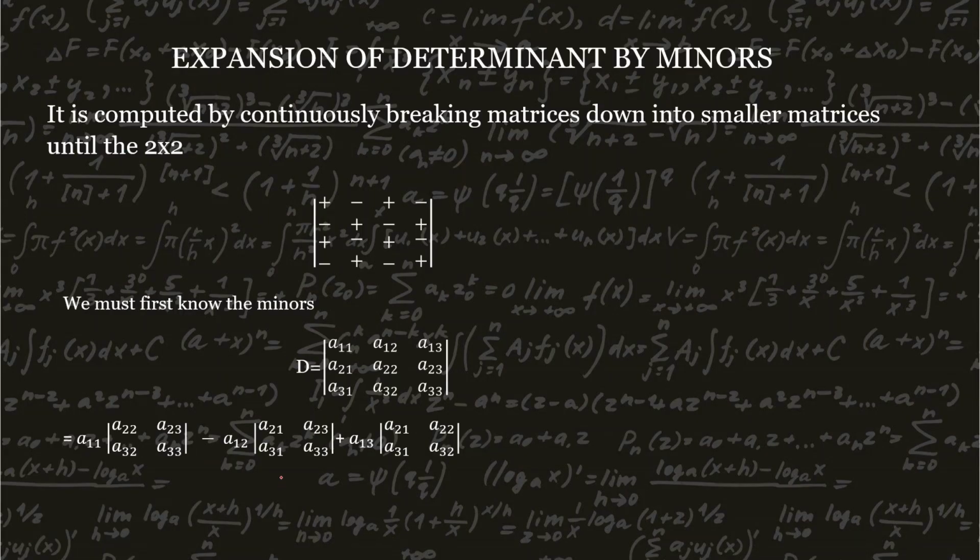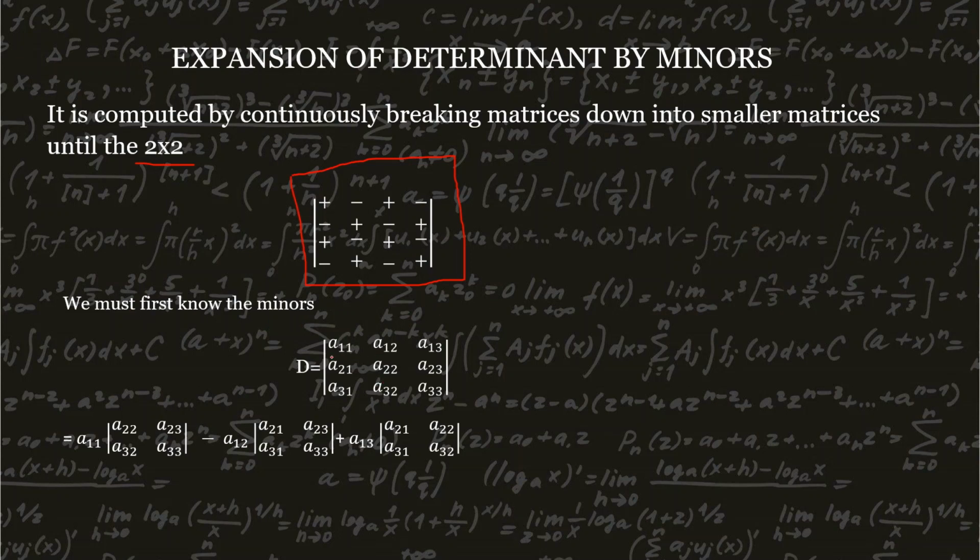For the expansion of determinants by minors, it is computed by continuously breaking the matrices down into smaller matrices until the matrix is 2 by 2. And we follow along with this golden rule of signs in which we solve the equations. We first must know the minors. So let's consider this 3 by 3 matrix.